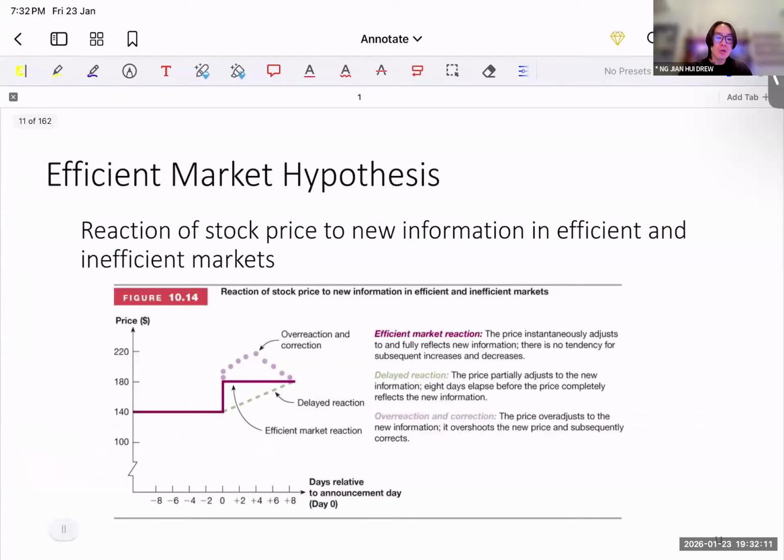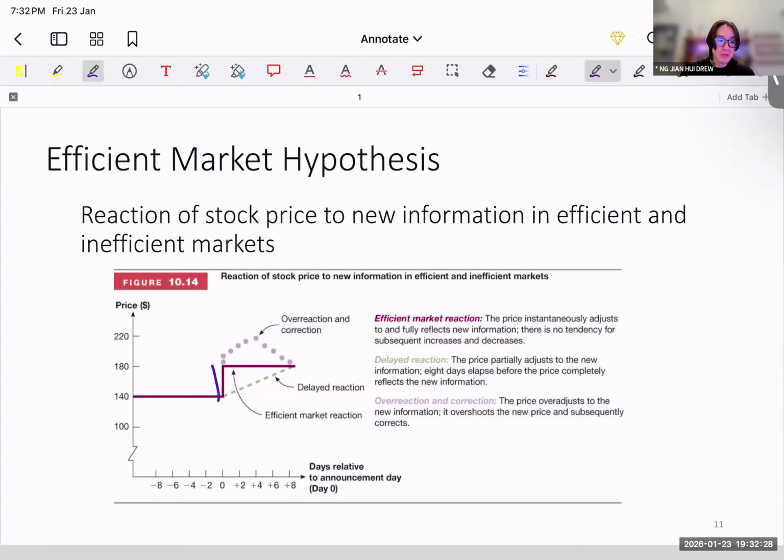However, we know that information in the market is not fully efficient, right? In a case of a fully efficient market, let's say we have new information, the stock price should just shoot up like this, shoot up and level off, right? But we don't see this in the market. Most of the time, when there's new information, the stock price tends to either go up and go down, meaning an overreaction, or a slow increase, right? So there's a delayed reaction here.